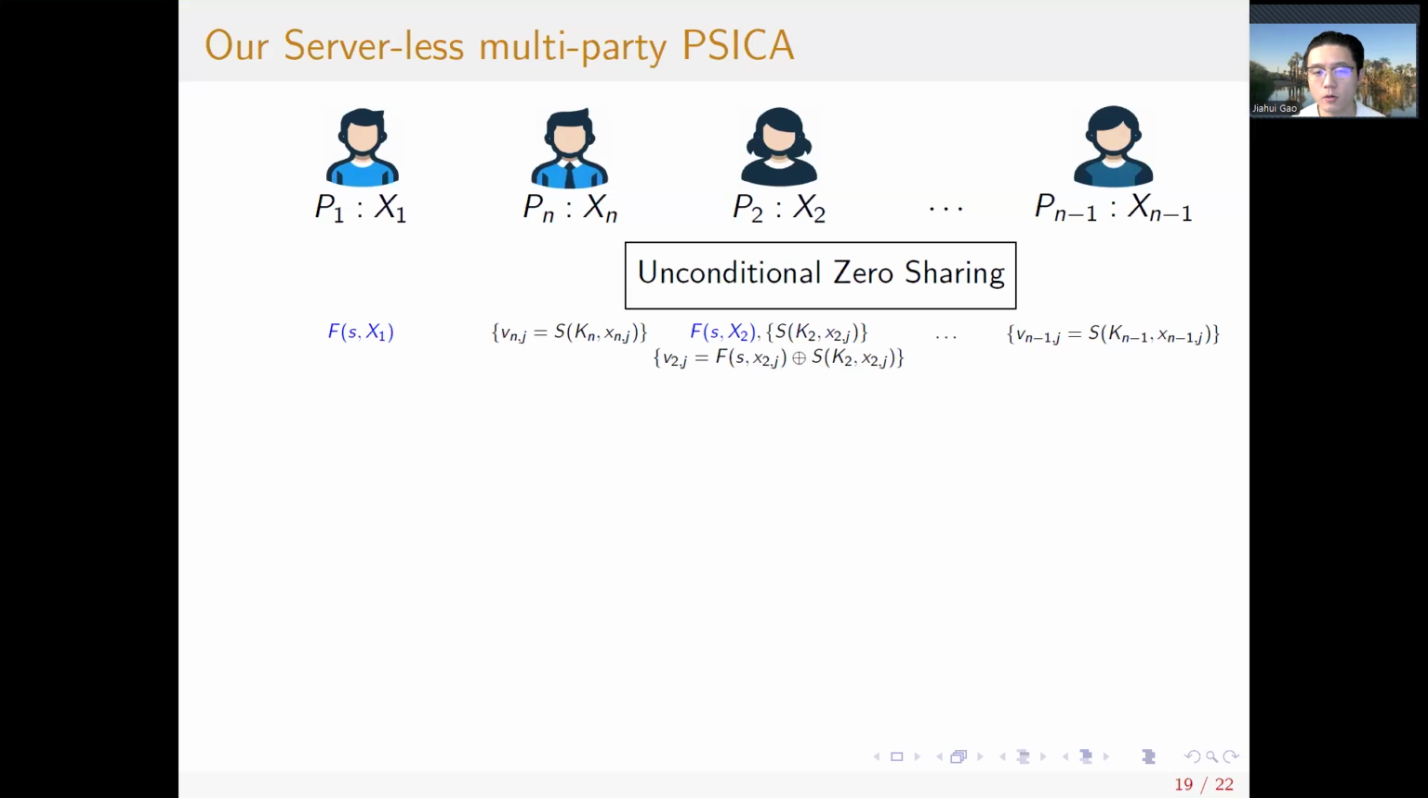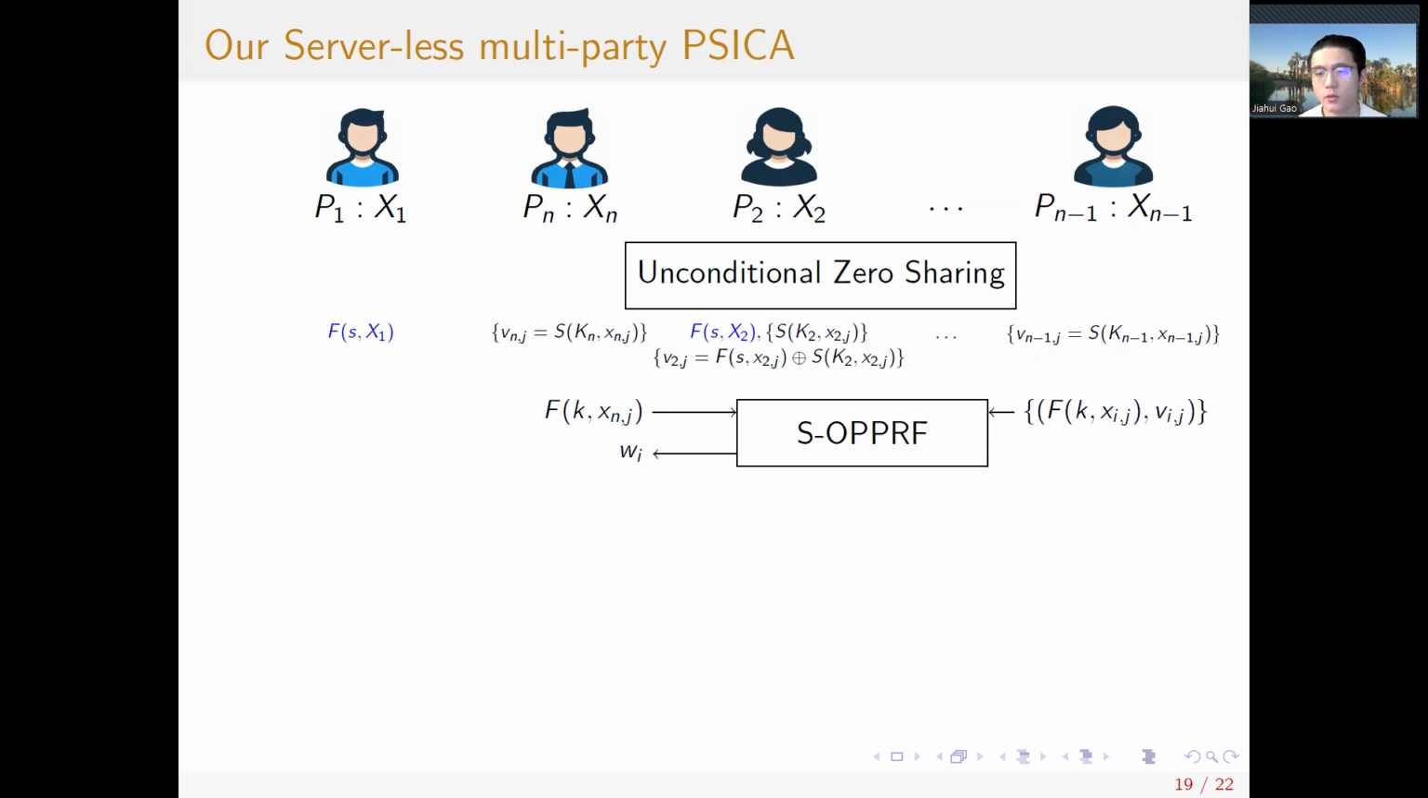The first step of our main protocol is to invoke the unconditional zero sharing protocol among P2, P3 through Pn. Each party will learn a key Ki, and they can compute the secret share for each of their input values as S. At the same time, P1 and P2 agree on the secret key S, and they can compute the PRF value for their own input sets, X1 and X2. Then each party computes the value V as the share, where P2 computes V as the XOR of the PRF value and the share.